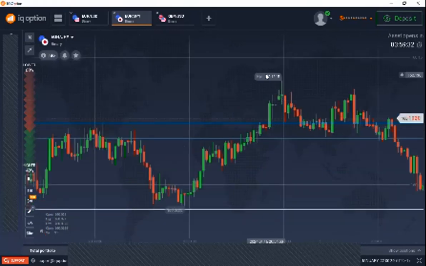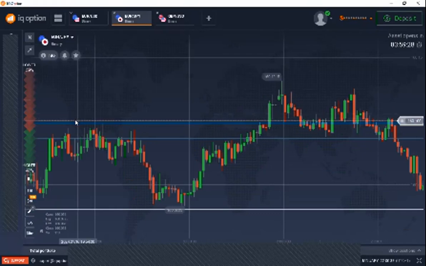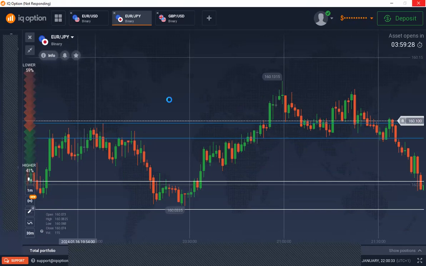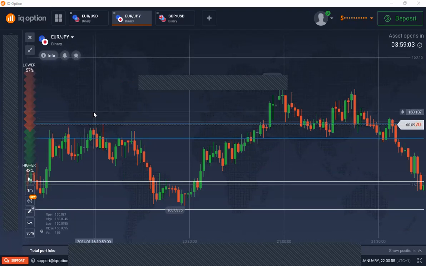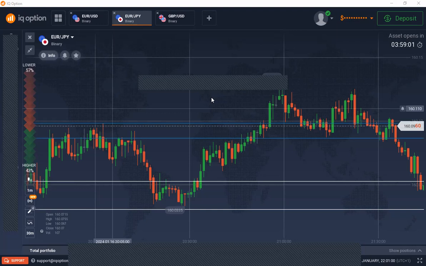Okay, so if the buyers area becomes the sellers area, that is what we call BS flipped. BS flipped means buyers flipped to sellers. Or if sellers flip to buyers, it means SB flipped. Okay, SB flipped means that sellers flip to buyers.